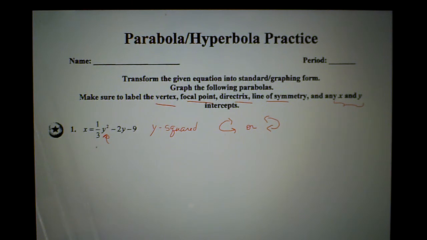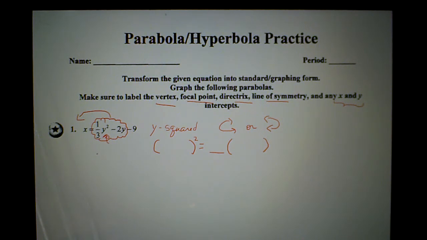So my job is to take this and get it into graphing form. So remember, the graphing or standard form is the squared stuff on the left side of the equation, then we have 4p, the dilation factor, and then the linear stuff on this side. So to try to match this form, since y is squared, I'm going to take the squared stuff, move it over to the left, and then I'm going to have the linear stuff over on the other side.